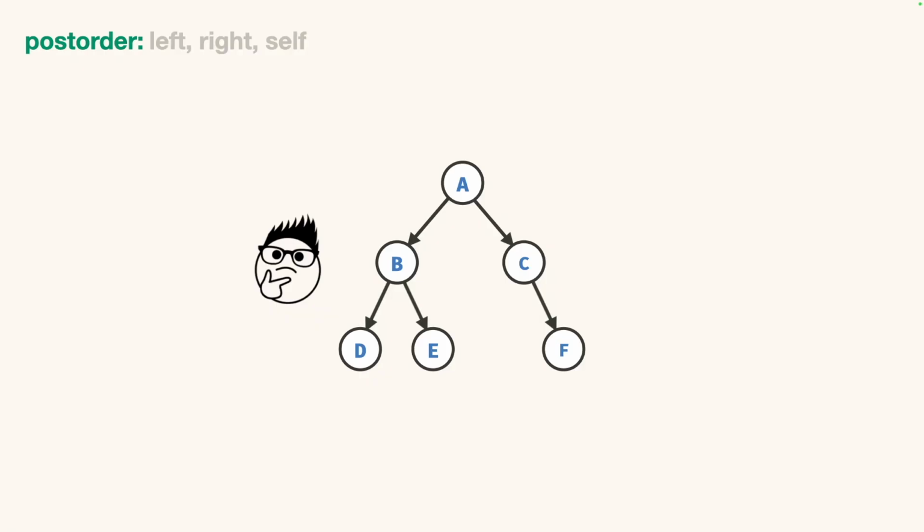Post-order follows a particular pattern. It means that we need to process the left children and then the right children before we process ourselves. And this pattern applies recursively. So let's take a close look at how we can evaluate a post-order traversal.